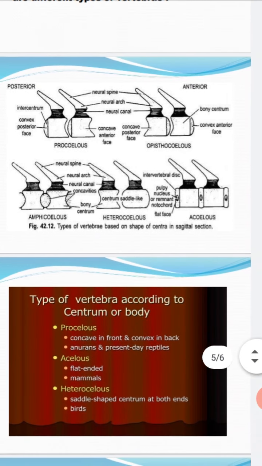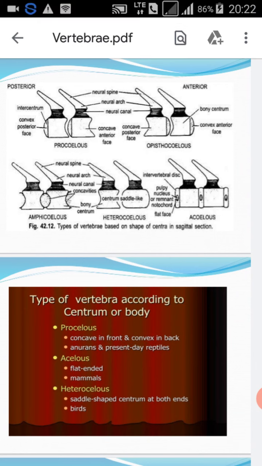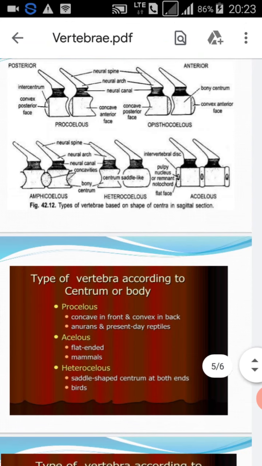Now comes the heterocoelous. Hetero means different, so the centrum is of a different type, not concerned with concavity or convexity. It is called a heterocoelous centrum, and it is found in modern birds. The neck region has this type of vertebrae, which helps the birds in flying.